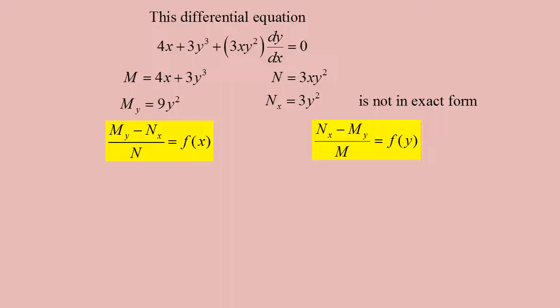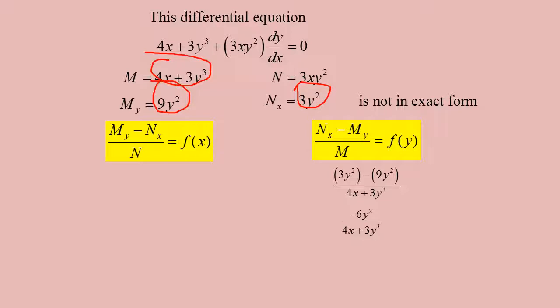So we just combine these two derivatives together in the right way. Starting with the one on the right, we're going to do the partial of n with respect to x minus the partial of m with respect to y, and divide that by m. Here's what we come out with. I'll simplify that as much as I can. And notice that this comes out with an x in it. So it is not a function of y. The only way it'd be a function of y is if it didn't have any x's in it.